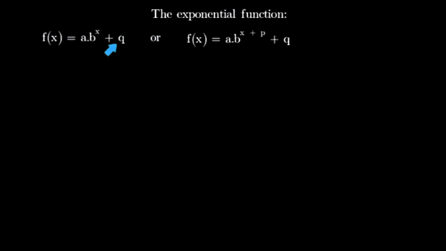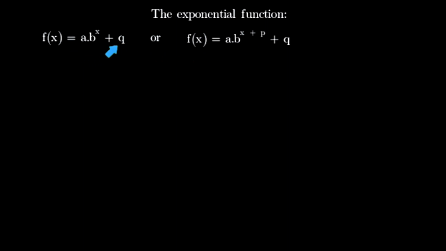Okay, got it? Now the only difference between this equation and this one is in the exponent we've got x plus p, and this plus p represents left or right movement. So for example, if this was x plus 3, we move 3 units to the left, and if it was x minus 2, we move 2 units to the right. Now let's go and look at the further meaning of these letters.